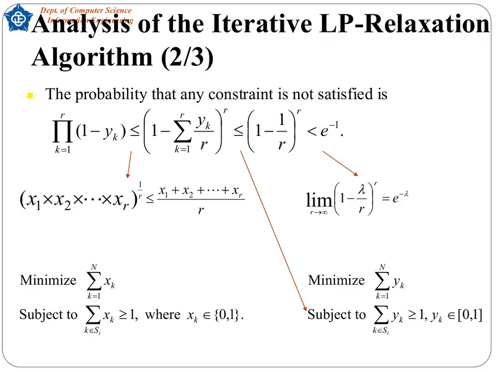Below this derivation, we contrast the two formulations of our covering problem. On the left is the original integer program, minimize the sum of x, subject to each set constraint, the sum over k element of s of x is greater than or equal to 1, with x element of 0, 1. On the right is its LP relaxation, minimize the sum of y under the same covering constraints but allowing y element of 0, 1. This relaxed program is what we round iteratively, and the bound above shows each constraint fails with probability at most e to the minus 1.